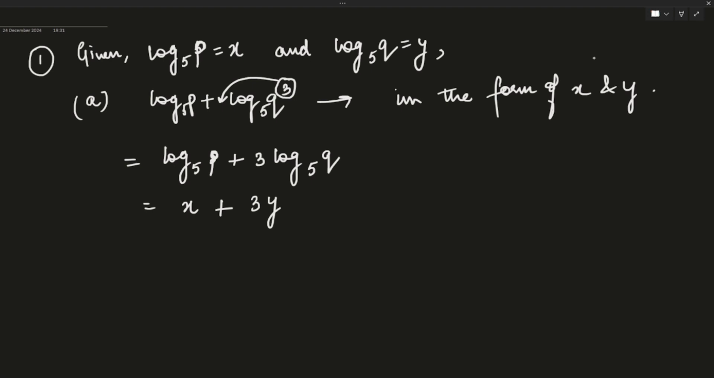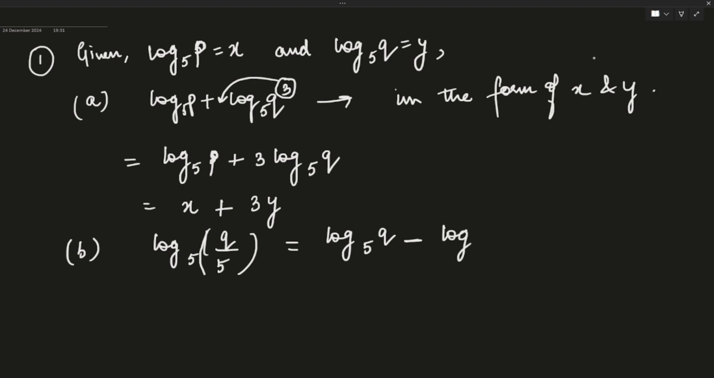So let's take one more example. Suppose we have to express log of q by 5 to the base 5 in terms of x and y. You have to convert this in the form of x and y. By the division law, we can write log of q to the base 5, and since it is division, we'll subtract the logs, minus log of 5 to the base 5. So what is log q to the base 5? Log q to the base 5 is y. Y minus, and now we know that the value of log 5 base 5 is 1. So this is y minus 1.